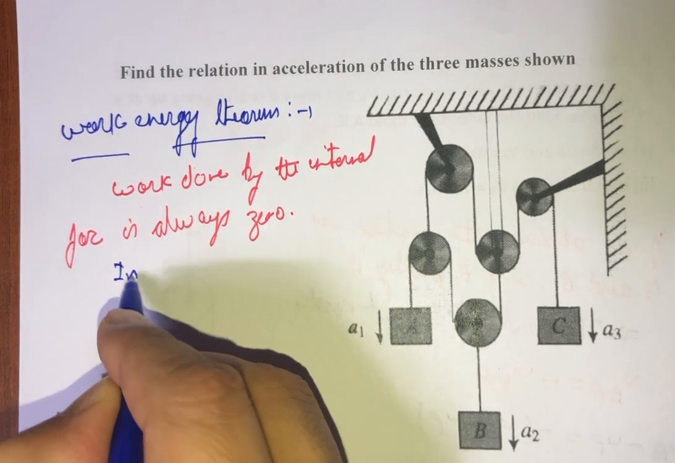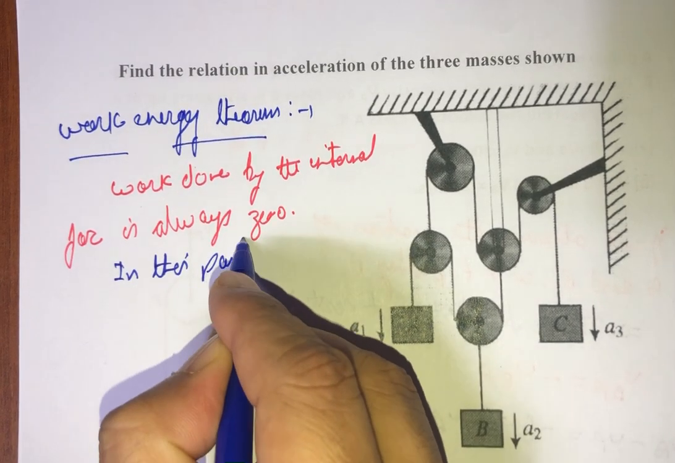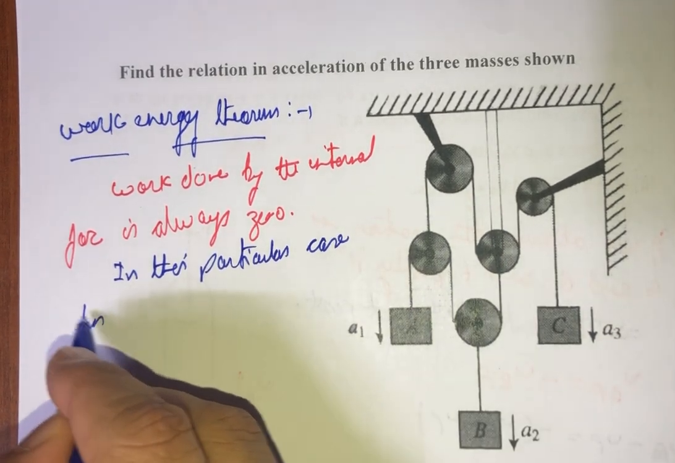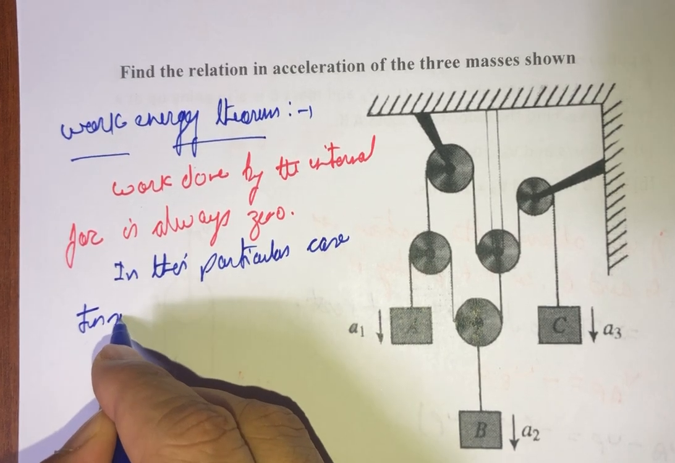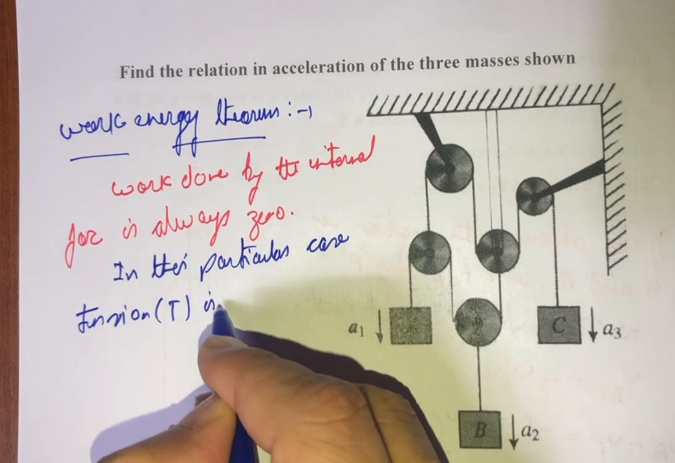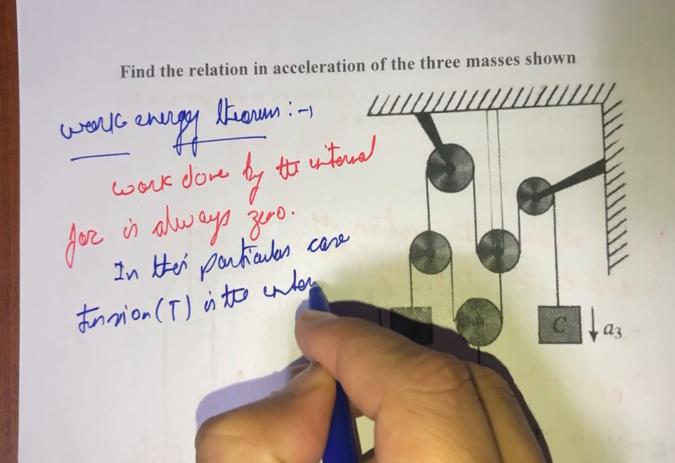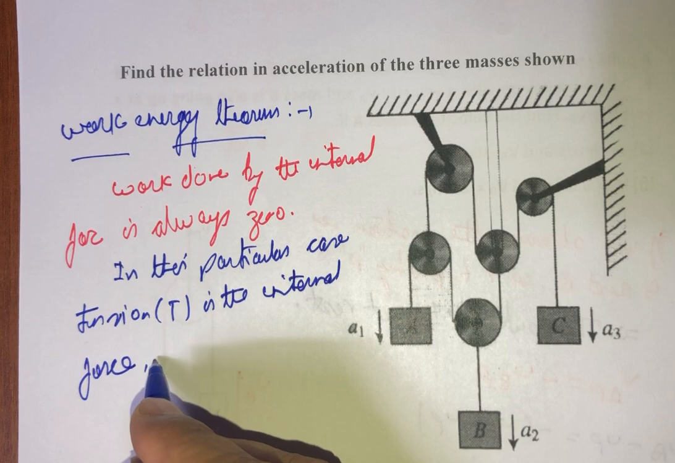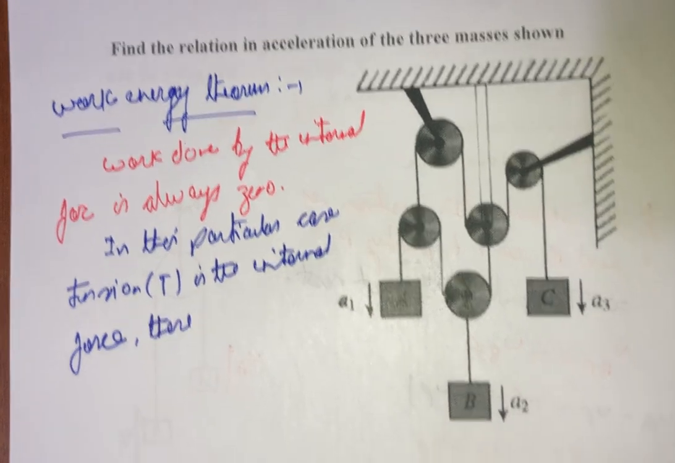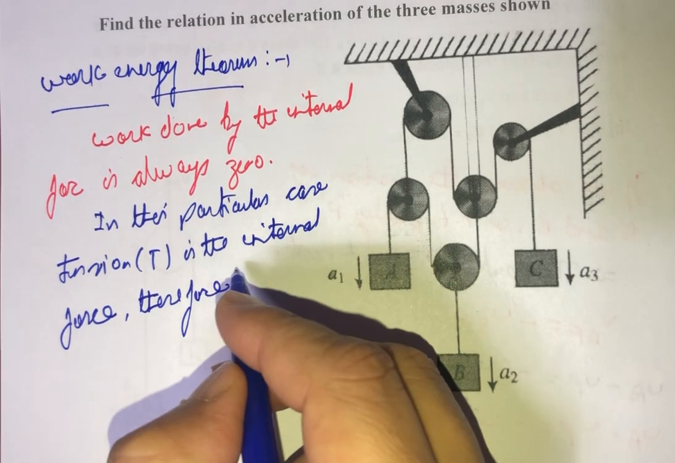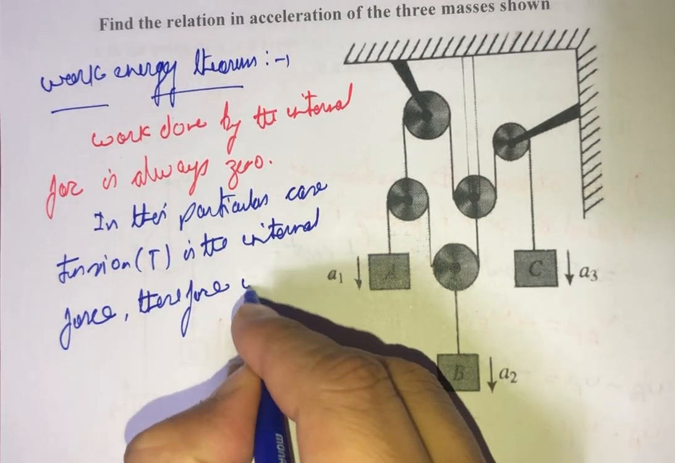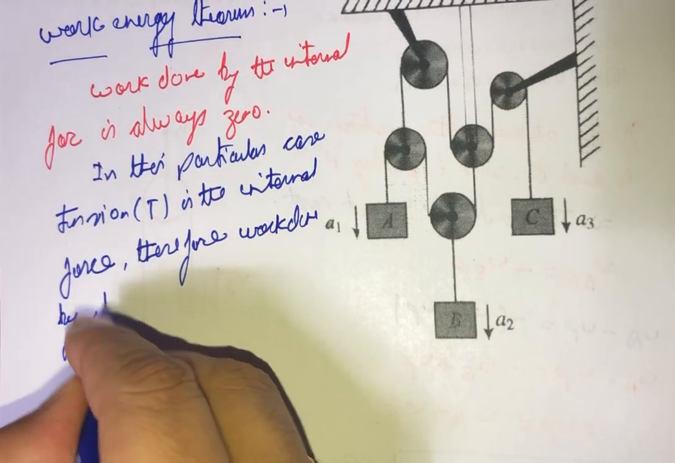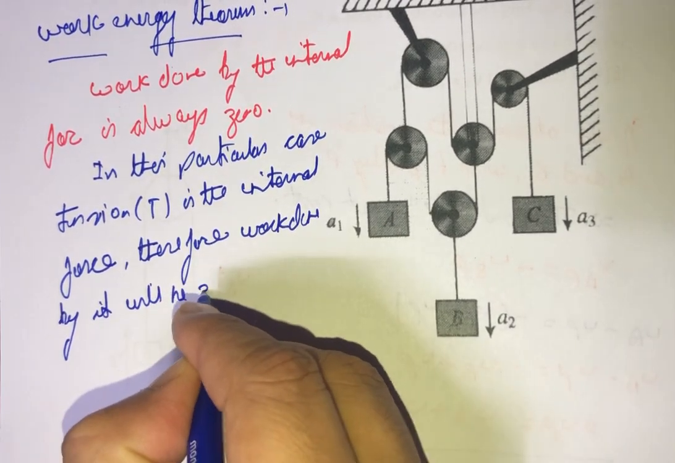So in this particular case, tension T is the internal force. Therefore, work done by it will be zero.